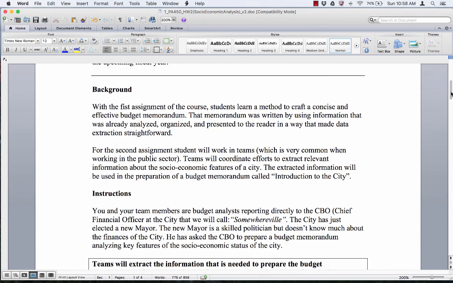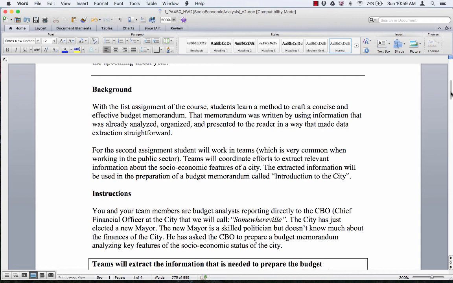To give you some background, the first assignment was simple because the idea was to get you in the mood of a budget analyst so that you could understand what are the things that you would be expected to do. That assignment was straightforward because I was giving you the data, and actually I was giving you the data in a way that was already processed. You were just expected to read it and tell a story by using that information.